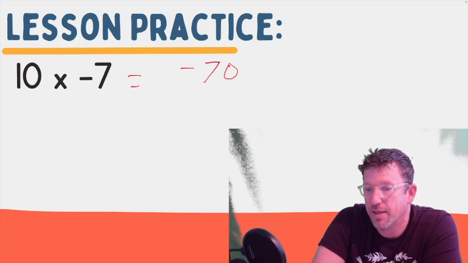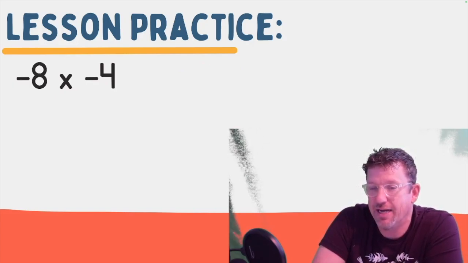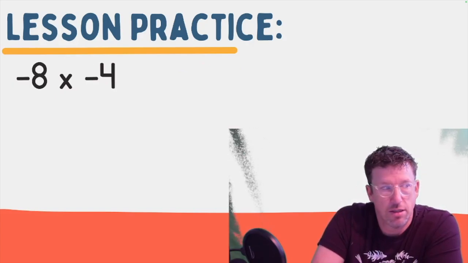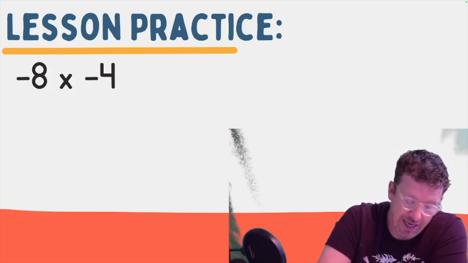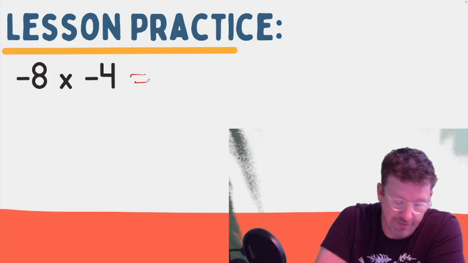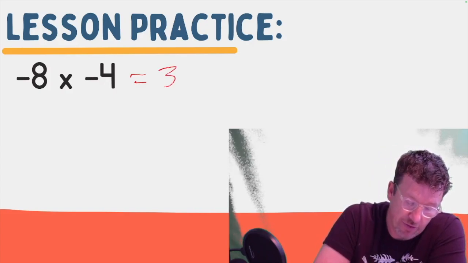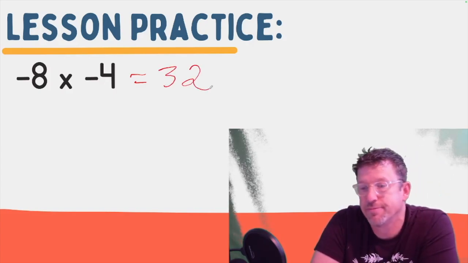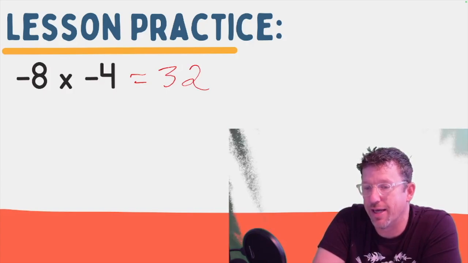All right. Now we have -8 times -4. Those seem like the same sign. So our answer is going to be positive. Rule number 1, signs are the same, it's positive. What's 8 times 4? 32. There's a beautiful 2. You can go ahead and celebrate that guy.